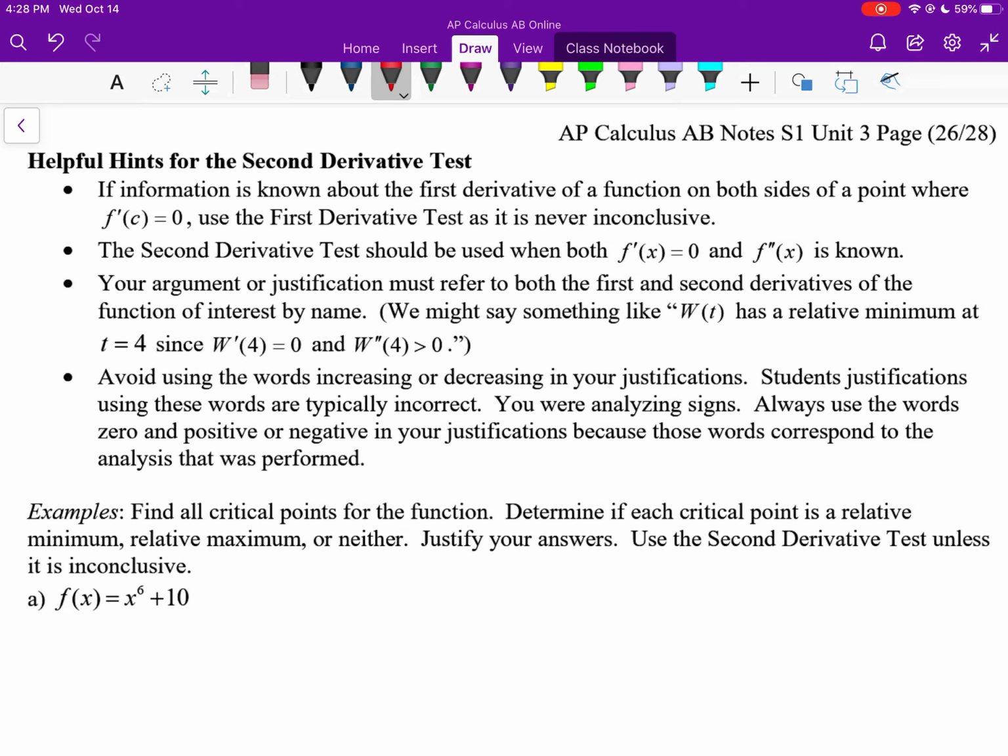We might say something like w of t has a relative minimum at t equals 4, since w prime of 4 is 0 and w double prime of 4 is greater than 0. That would be our justification. As I keep saying over and over again, avoid using the words increasing or decreasing in your justifications. Students who use these words do them typically incorrectly. We were analyzing signs, and so use the words 0, positive, negative in your justification because these words correspond to the analysis that you just performed.